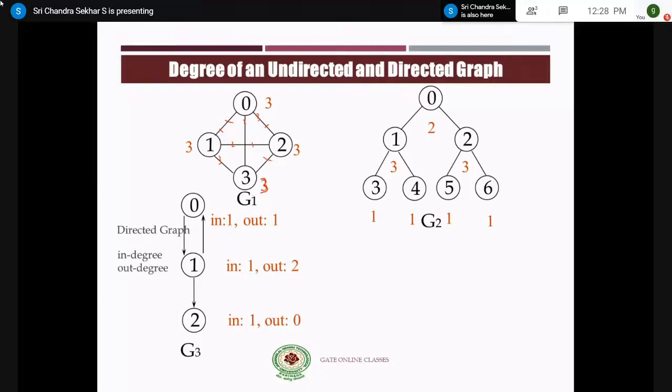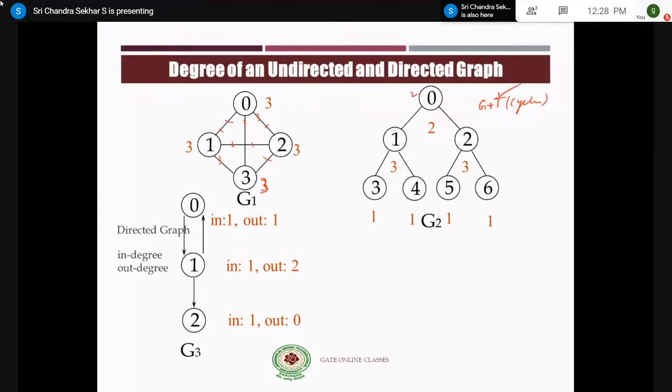Now coming to G2, which is an example of graph as well as tree also. This is a graph plus tree. Why? Because there are no cycles. There are no cycles in the given graph. Therefore, it is a tree. If you go to this 0, it has 2 edges. Therefore, the node degree is 2.